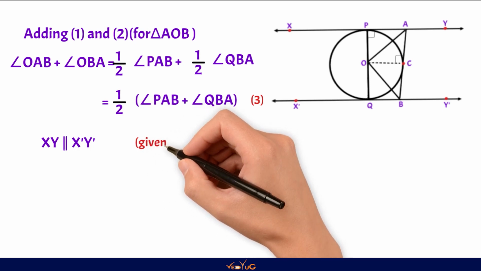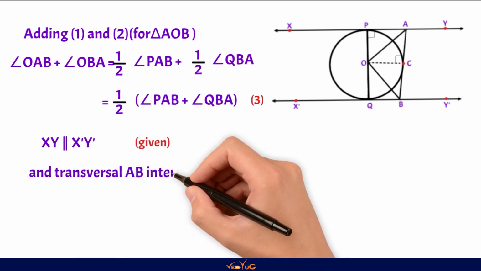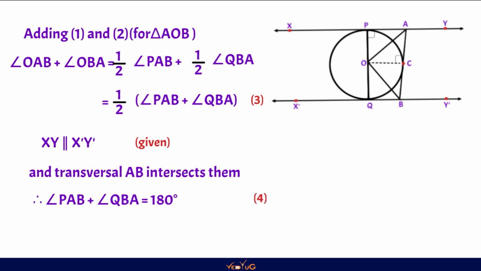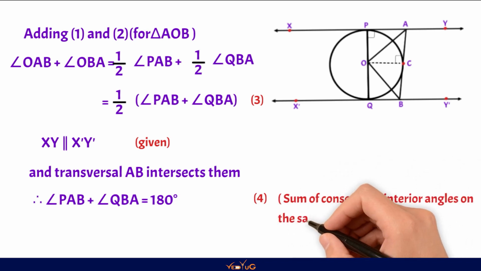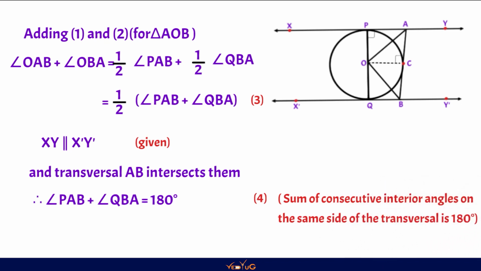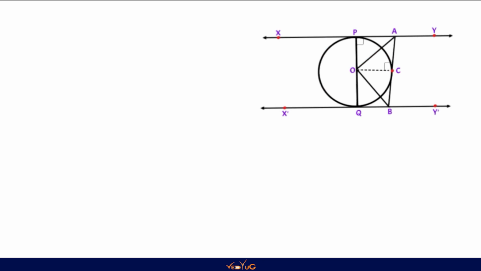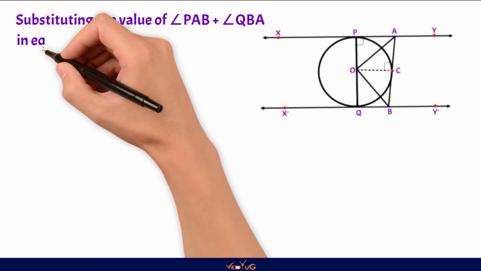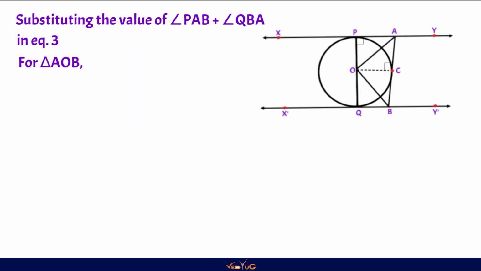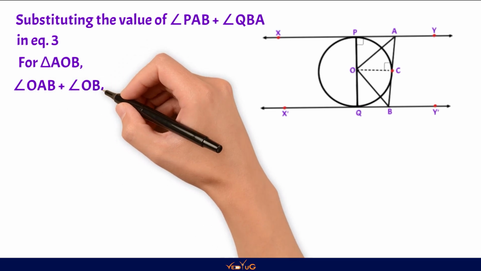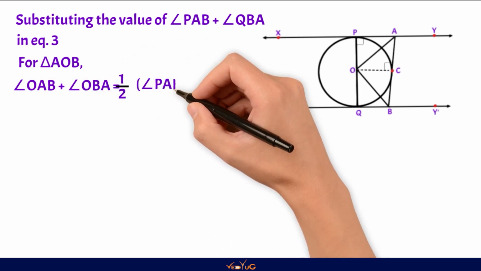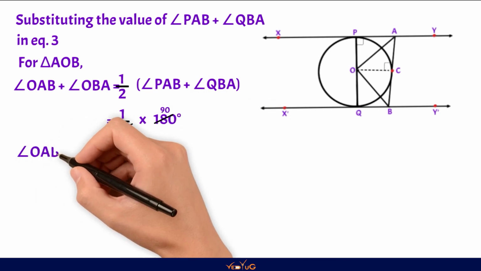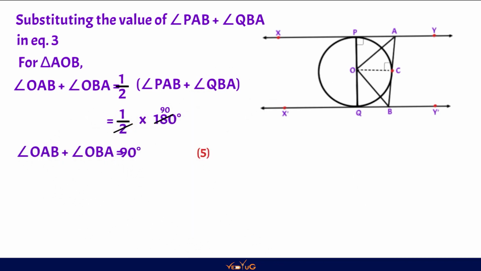XY is parallel to X dash Y dash. We are given that. And transversal AB intersects them. Therefore, angle PAB plus angle QBA is equal to 180 degrees, by sum of consecutive interior angles on the same side of the transversal is 180 degrees. Name this equation as equation number 4. Substituting the value of angle PAB plus angle QBA in equation number 3 gives us, for triangle AOB, angle OAB plus angle OBA is equal to half of angle PAB plus angle QBA, which gives us angle OAB plus angle OBA is equal to 90 degrees. Name it as equation number 5.